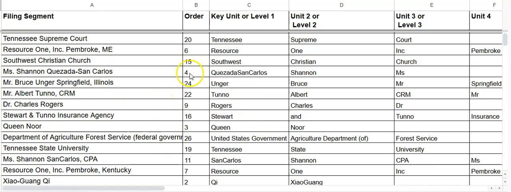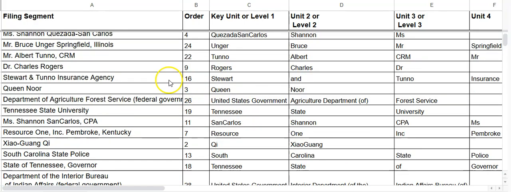Okay, that's going to bring me to the next one. And let me scroll down a bit. Here we have Queen Noor. We're assuming that this is royalty, and that's not just her first name. So if she is royalty, Queen is going to be first, and then Noor is unit 2.